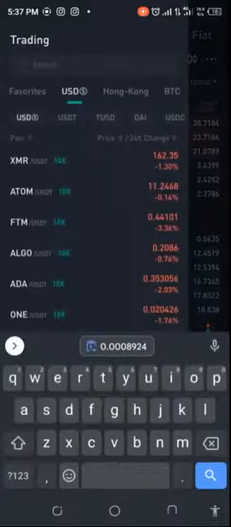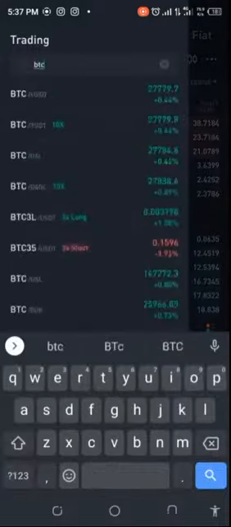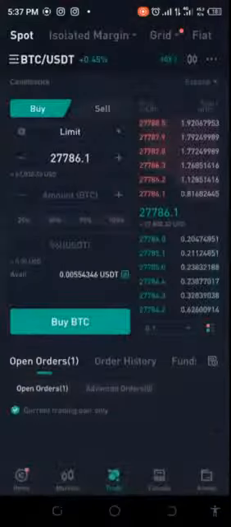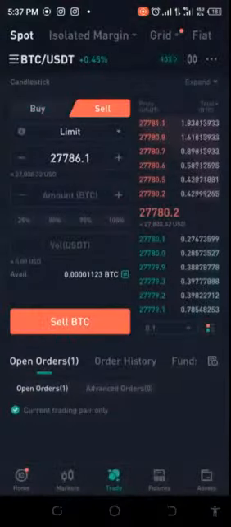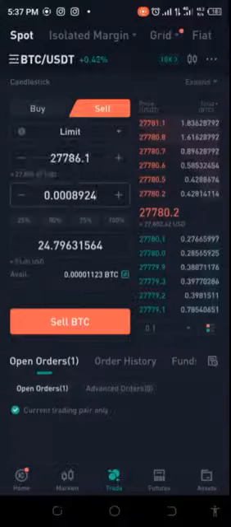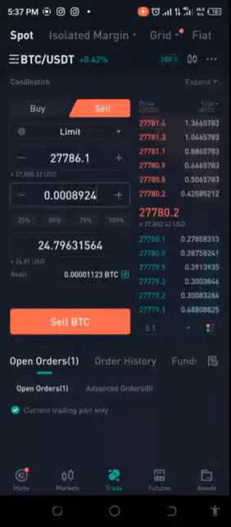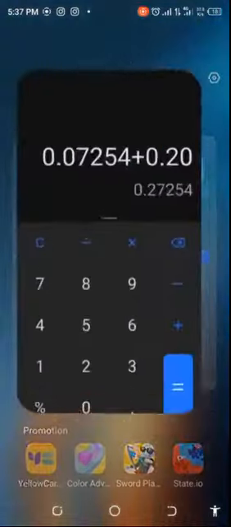Okay, let's go to BTC USDT and see whether we're going to make anything with this. Okay, let's put in here. Okay, so that's 24.796. So if I go check what this is giving me, 24.79.